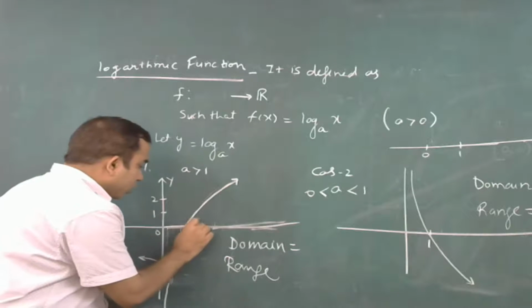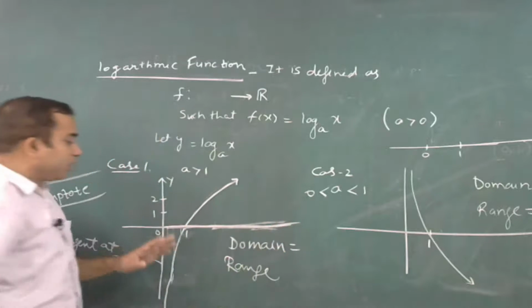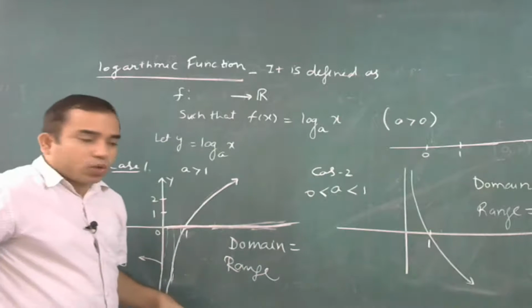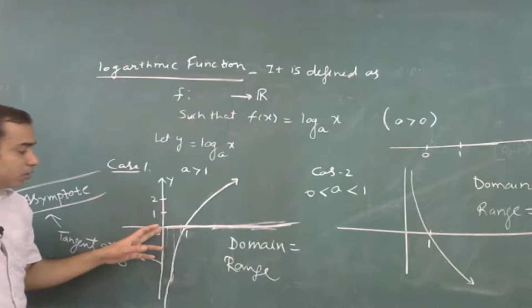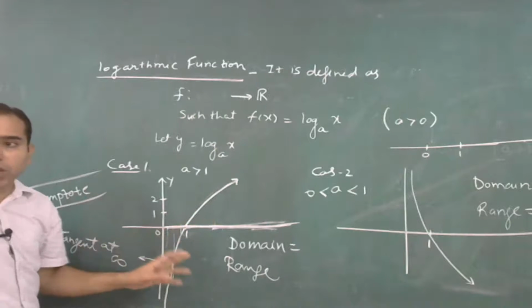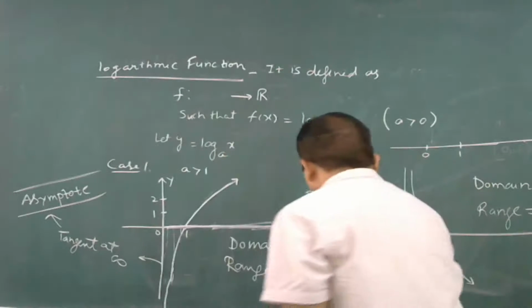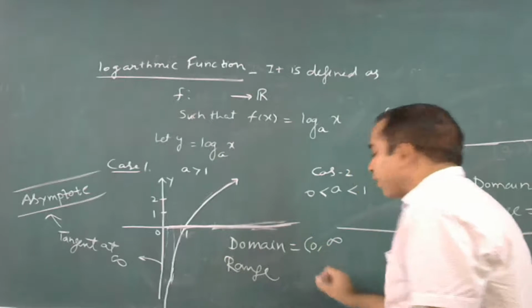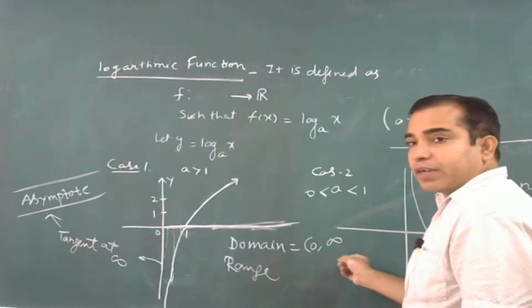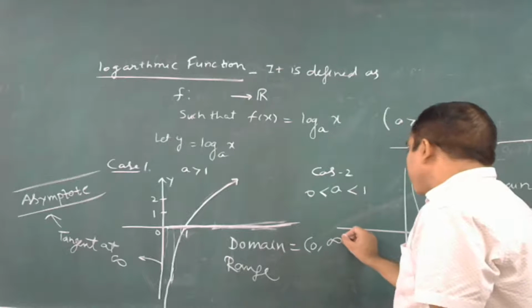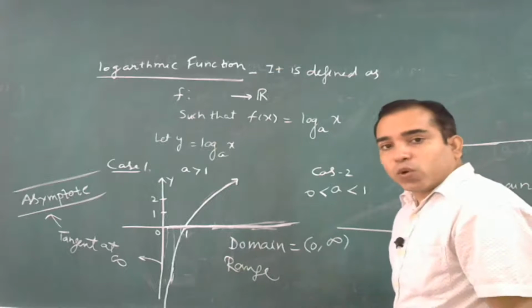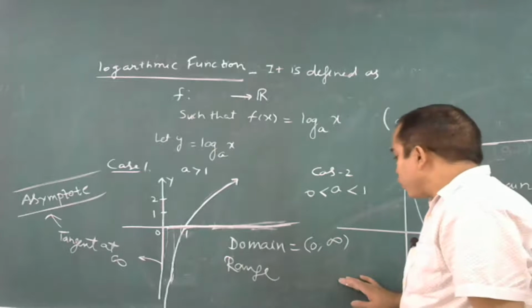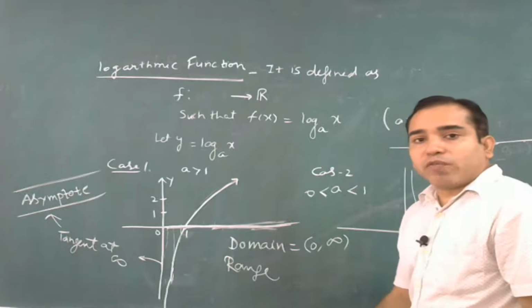So after 0, the entire x-axis will be covered. Negative x-axis will never be covered. So domain is 0 to infinity, but 0 is not there. 0 to infinity, 0 excluded. For excluding 0, an open interval will be used. Of course, infinity can never be included. Always a small bracket, a parenthesis, is to be used. So this is the domain. Now find out the range.